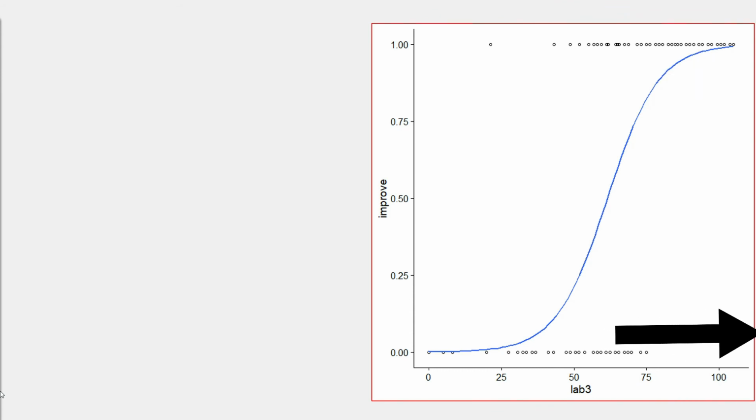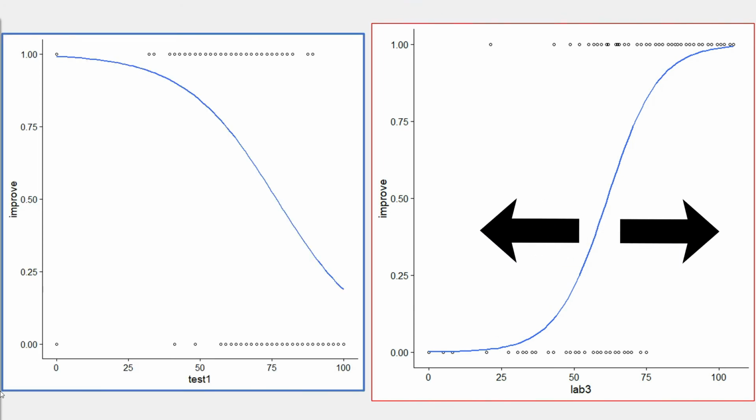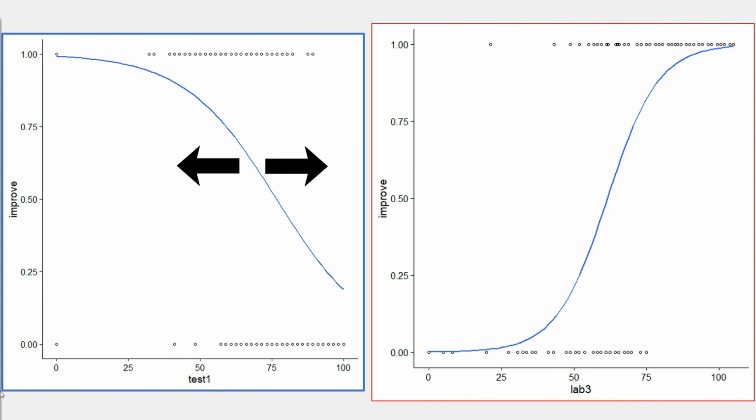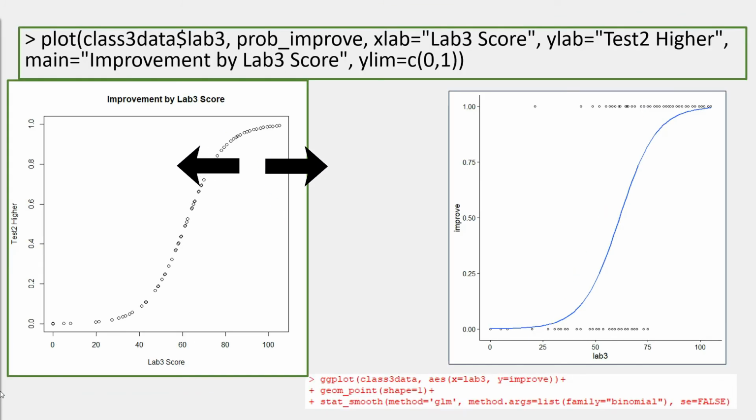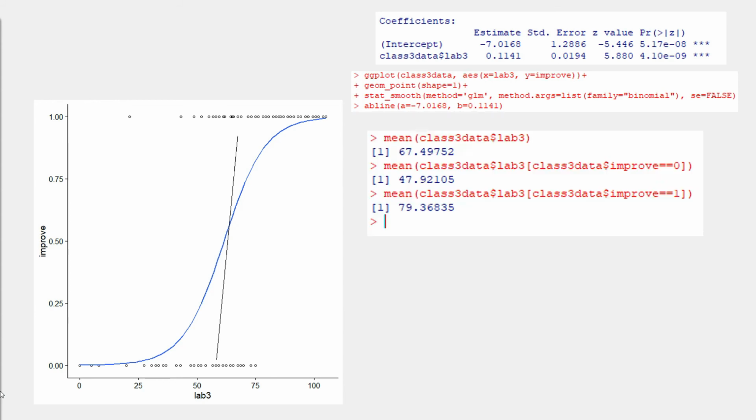There's more separation on this plot, predicting improvement from lab 3 score, than on our previous plot, predicting improvement from test 1 score. If you prefer the non-ggplot graph, this is how to get it. In this case, improvers averaged much higher lab 3 scores. Those with higher test 2 scores than test 1 scores, improvers, averaged 47.9% on lab 3, while those whose test 2 score was the same or lower than their test 1 score, non-improvers, averaged 79% on lab 3.